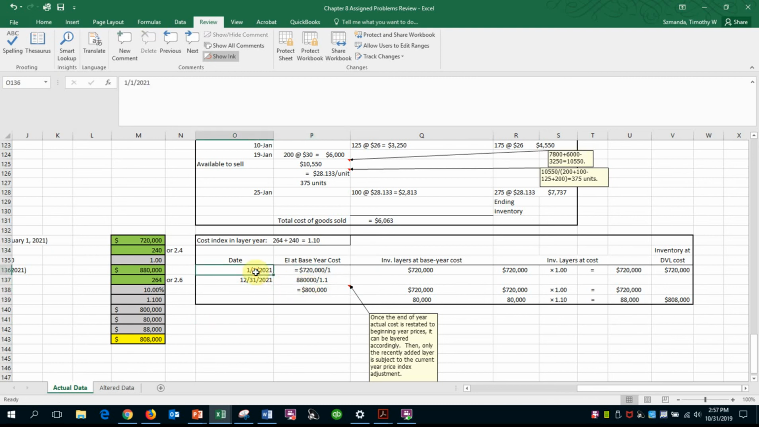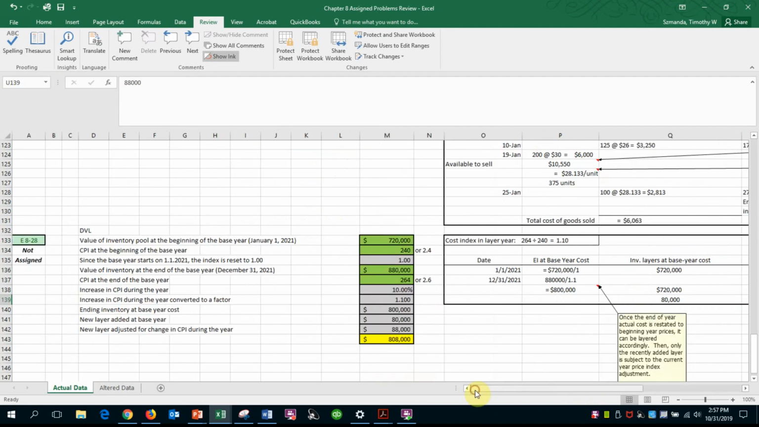We need to set a base year, and we're going to set all prices to this base year. And then any new layers will be costed at inflation. And if we start liquidating layers, we're going to liquidate them at their proper cost, their deflated cost. But at least at this point, it's enough to know the general method of using dollar value LIFO to overcome the negative effects on financial reporting of LIFO liquidation.